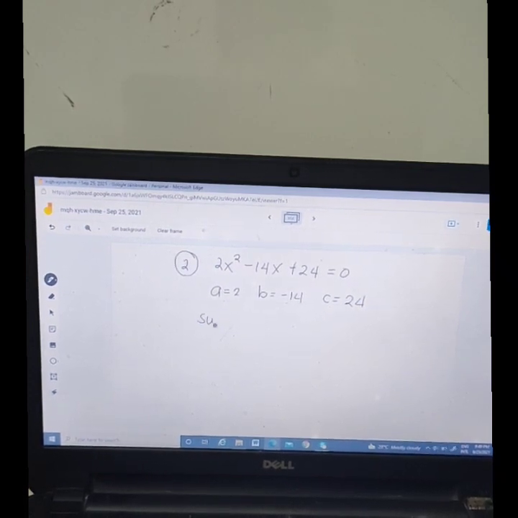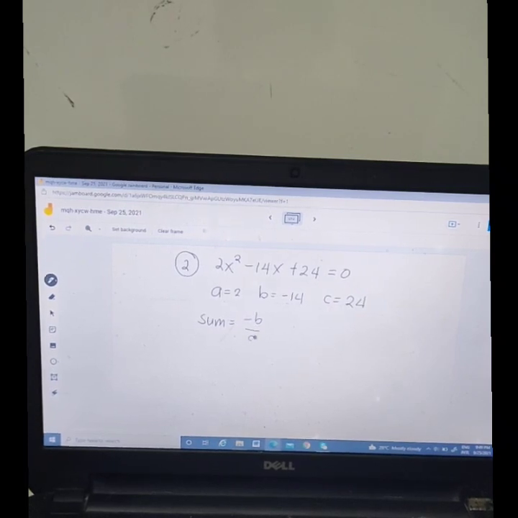For the sum of the roots, we have negative b over a. Just substitute the values. We have negative b, and the value of b is negative 14, all over a, which is equal to 2. Negative times negative 14 is positive 14, over 2 is equal to 7.